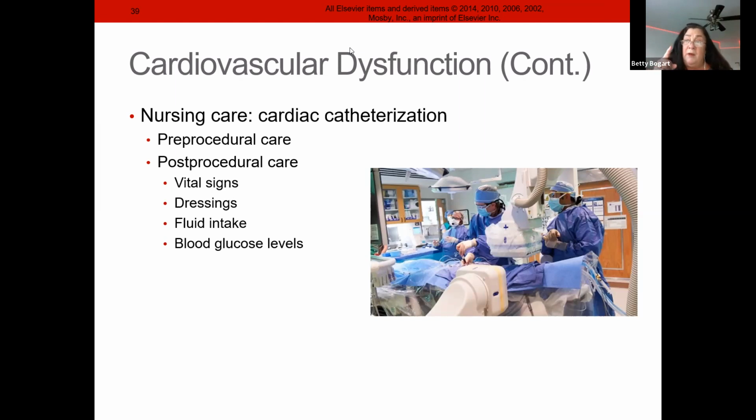So number one thing you're going to do, check that dressing, because these are big holes, and the clot that was holding it could come off in the movement coming back from the cardiac cath area. And this child could bleed out in minutes, especially infants. So first thing, check the dressing.